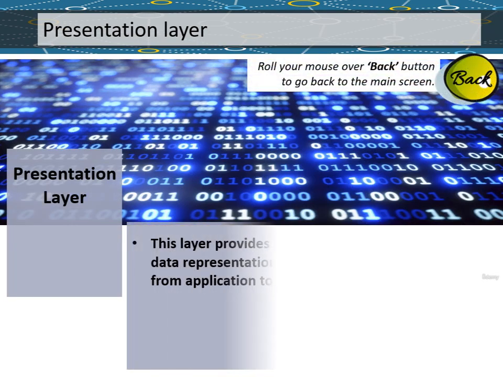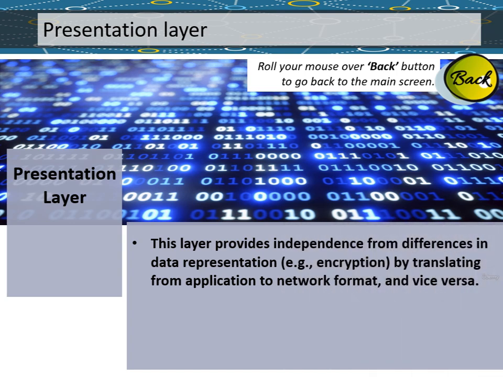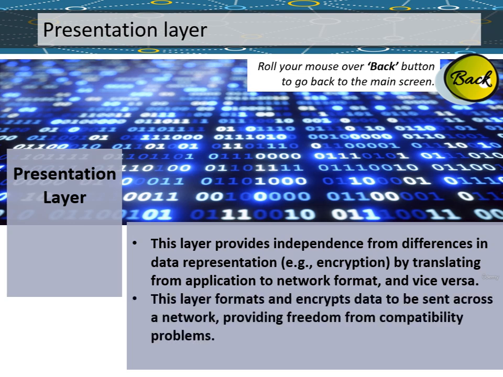Presentation layer. This layer provides independence from differences in data representation, for example encryption, by translating from application to network format and vice versa. This layer formats and encrypts data to be sent across a network, providing freedom from compatibility problems.